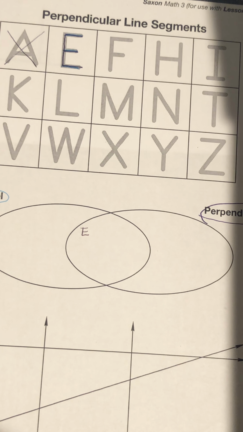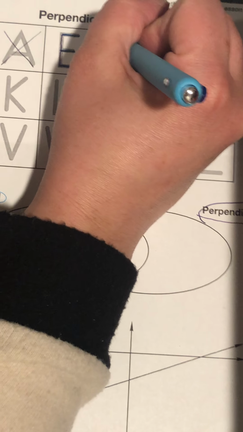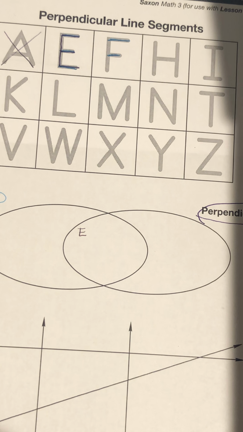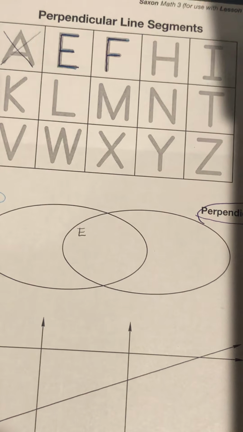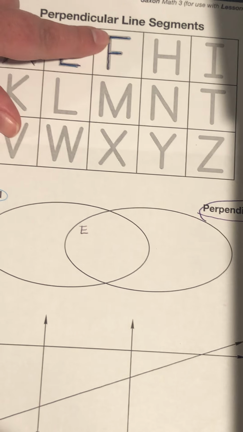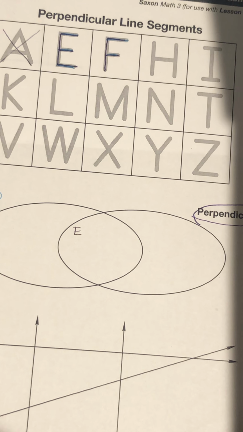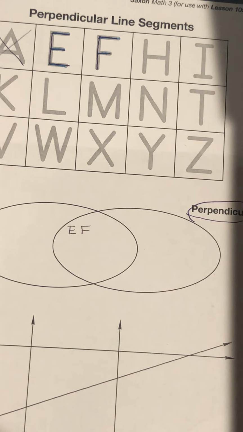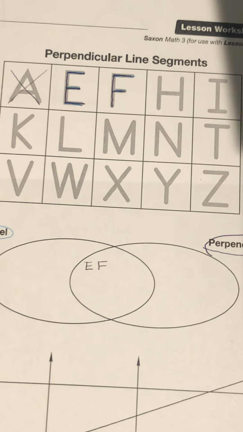Let's go on to F. Do you see any parallel lines in F? Yeah, we've got our horizontal lines that are parallel. What about perpendicular? Once again, we see that those 2 parallel lines make perpendicular, perfect corners, perfect 90-degree angles here. So F has both parallel and perpendicular.